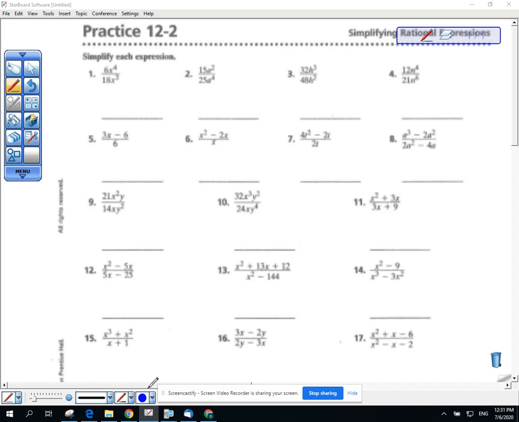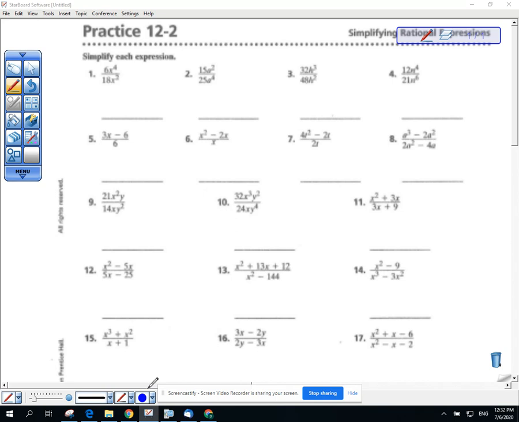Algebra 1, Section 12.2, Simplifying Rational Expressions. Much like I did with Section 11.1, it really is just going to be a whole bunch of practice. I think I've picked out about 15 problems here that we're just going to power through, to get you a whole bunch of exposure to the different things that can happen and how these will simplify.